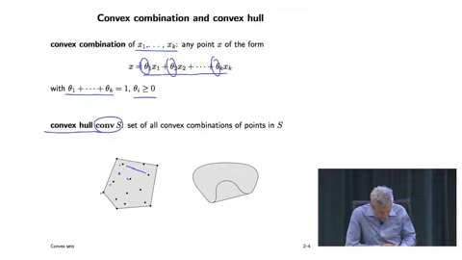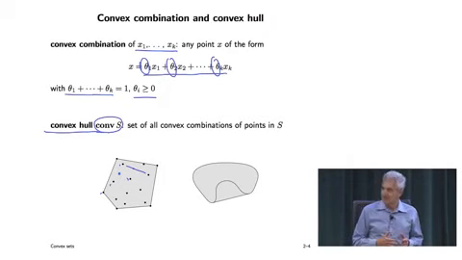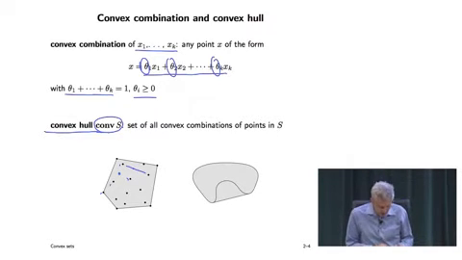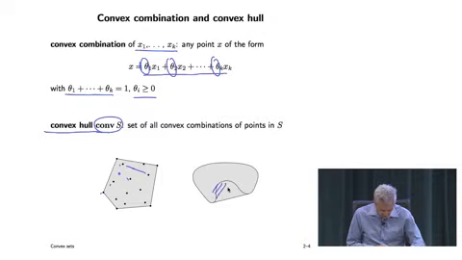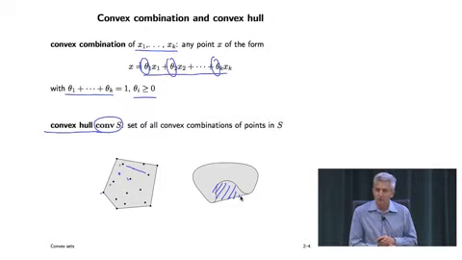Now visually, you can think of the convex hull as simply the smallest convex set that contains the original set. For example, for our kidney or Noguchi table shape here, the convex hull is this shaded region. We have included all of the points in here, which previously were not in the original set, but they are in the convex hull. And now this shaded region is convex. So that's the idea of convex hull.